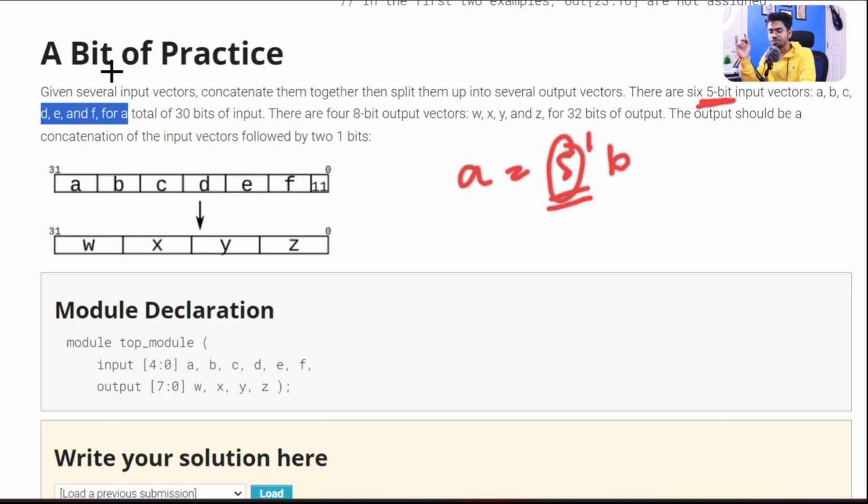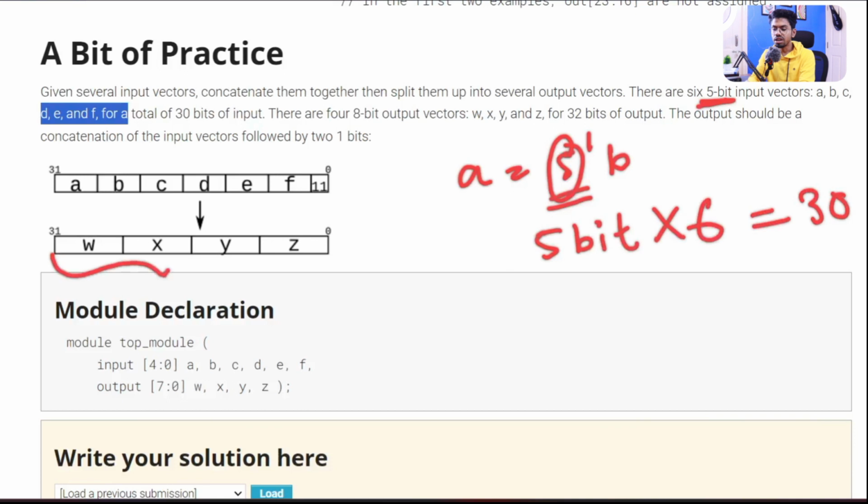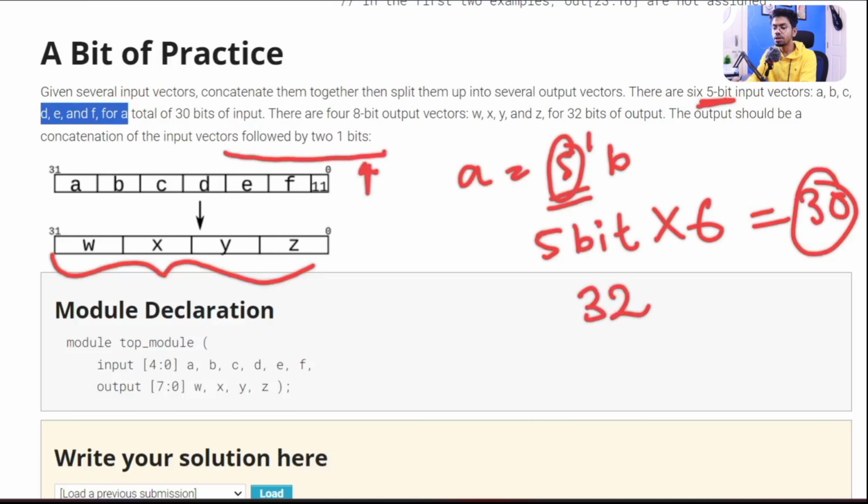And then what do we need to do? We need to take a 5-bit input vector, six of them. So the total would be 30 bits. But our output here is 32 bits, so 30 and then 2 bits are remaining. They are saying the last 2 bits should be filled up by two 1s. So you can see the two 1s filled up, because this will give you 30 bits, and the other 2 bits remaining will be 1 1. So that's our task. I hope the task is clear.